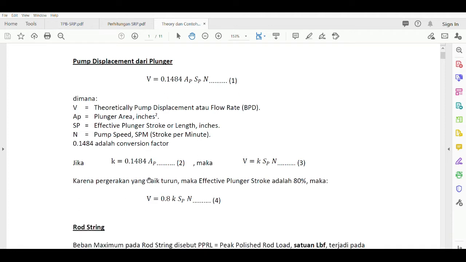Okay, so due to the mechanism of the pump, the effective plunger stroke is only 80%. So from this equation with this K definition, we end up with V equal to 0.8 K SP N. K is this value, SP is the stroke length, and N is the strokes per minute.